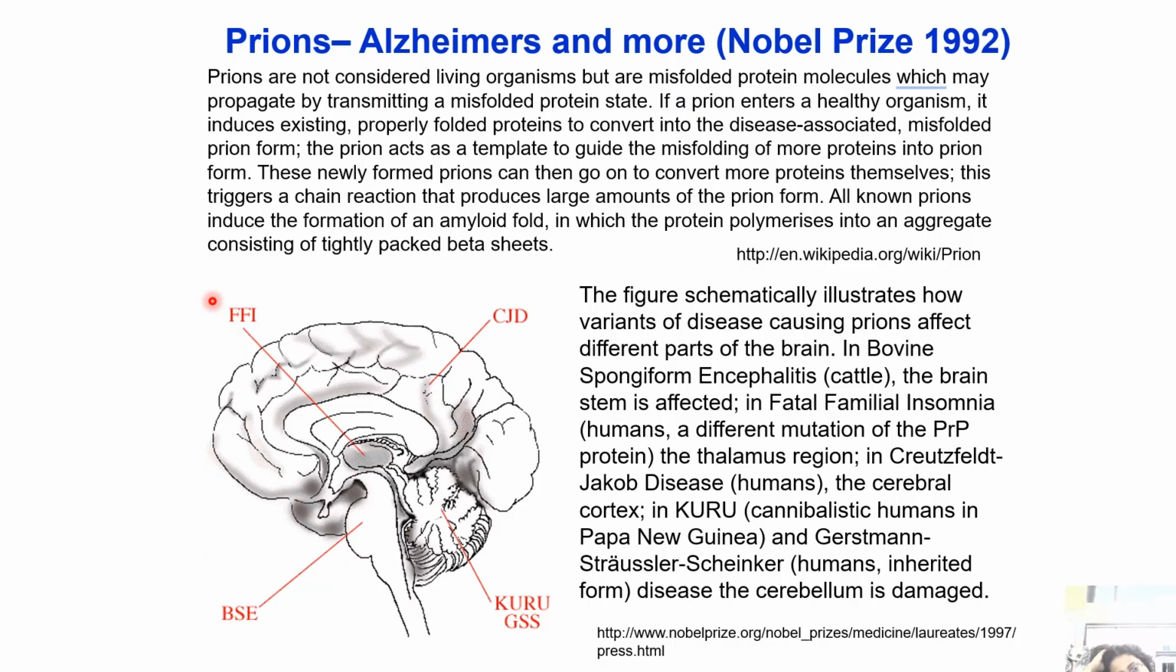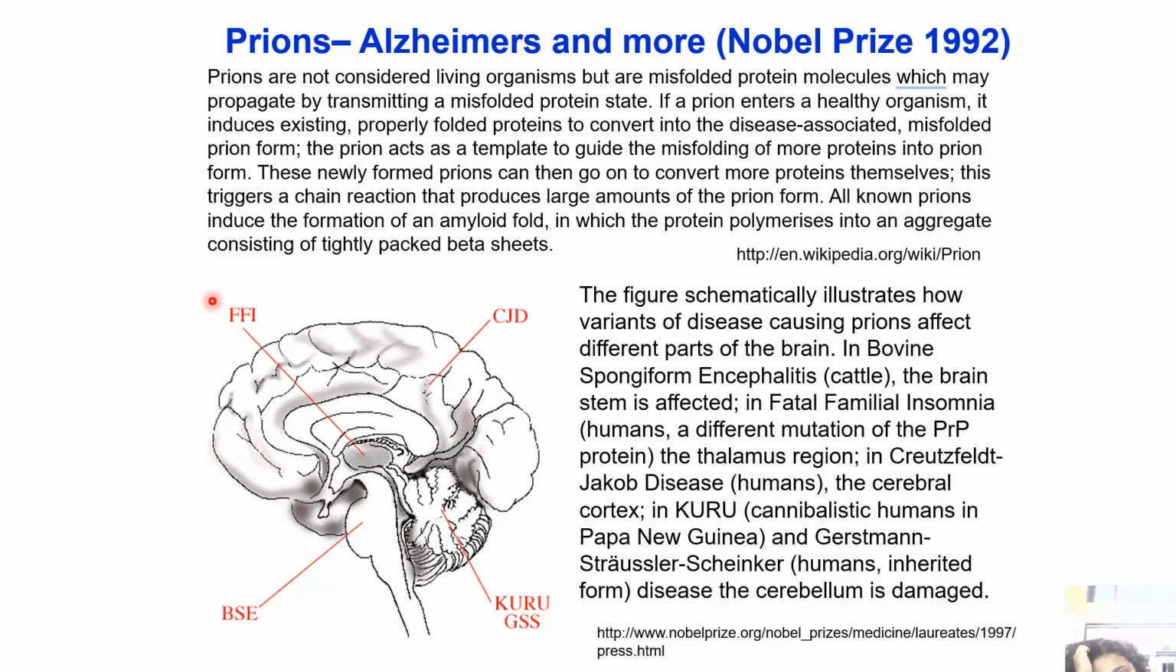So all known prions induce the formation of an amyloid fold in which the protein polymerizes into an aggregate consisting of tightly packed beta sheets, right? So this figure schematically illustrates how variants of disease-causing prions affect different parts of the brain. So in bovine spongiform encephalopathy, the brain stem is affected, right?